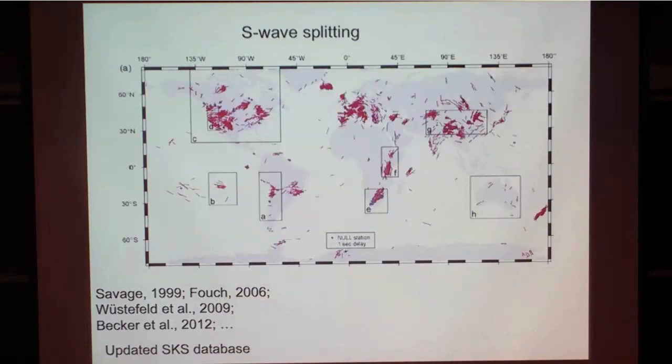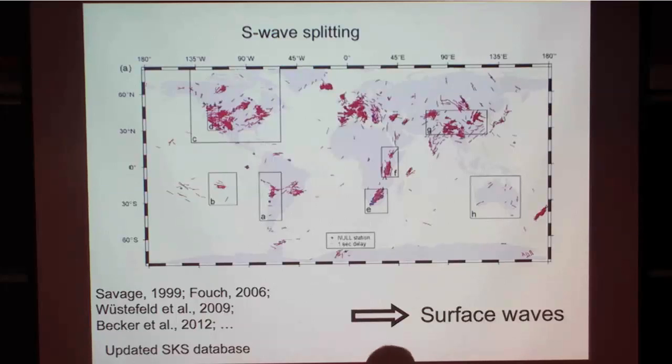I show here one compilation. It's not the most recent one. I guess Thorsten probably has a more recent one. But I show that because most shear wave splitting measurements have been made on continents, and very few on islands. You see that most of the Earth is completely unknown by shear wave splitting. And so that's the reason why we need surface waves. It is the only way to investigate the structure below oceans.